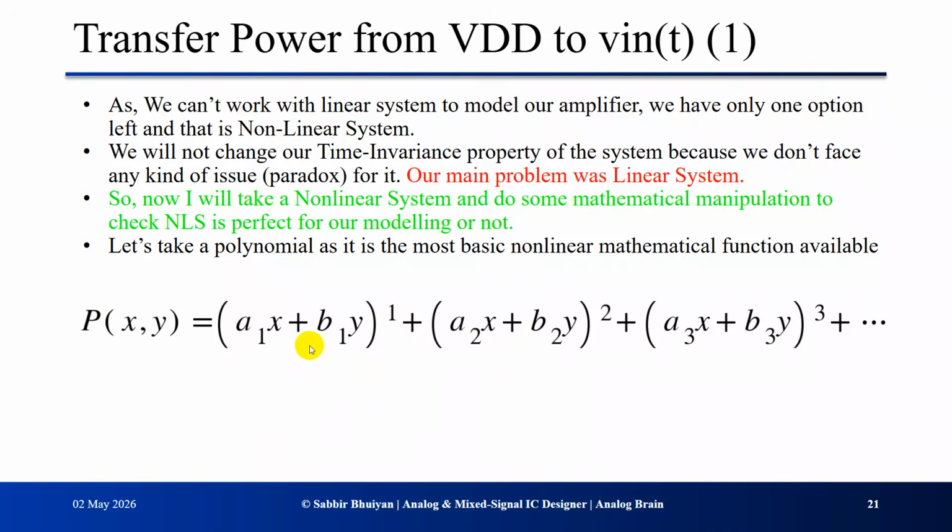So P of x, y equals (a1x plus b1y) to the power 1 plus (a2x plus b2y) to the power 2 plus dot dot dot. This is not beautiful. This is a more beautiful expression: P of x, y is equal to the summation from i equals 1 to infinity of (aix plus biy) to the power i. I like beautiful equations.